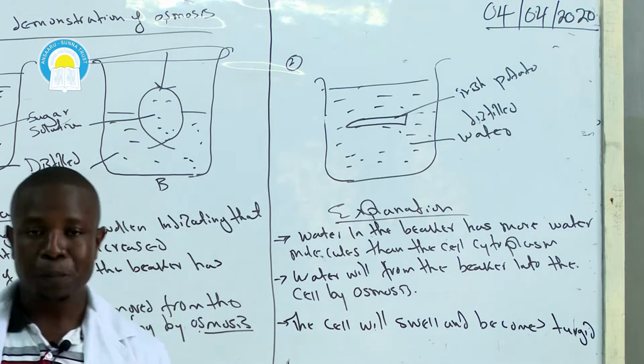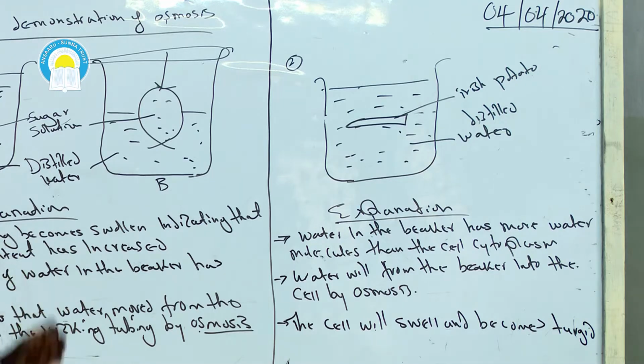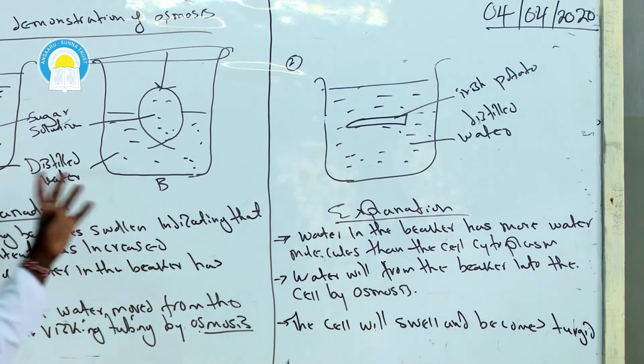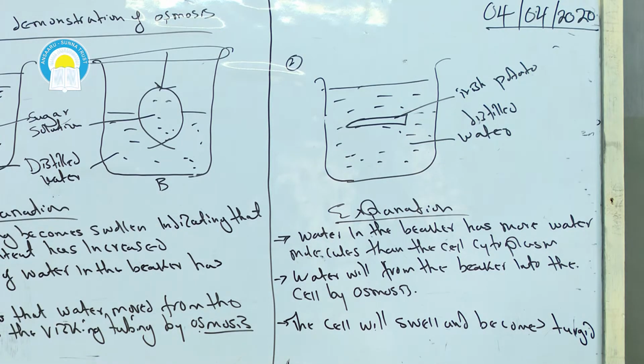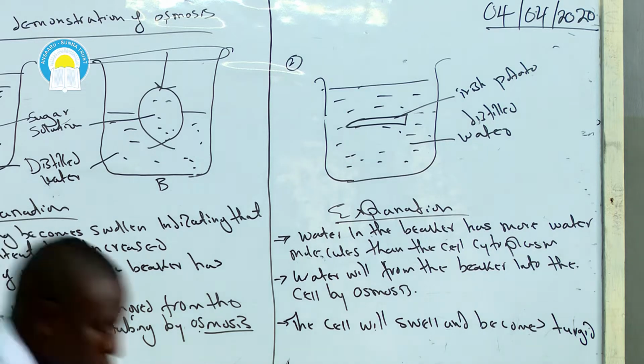That's the two practical demonstrations of what? Osmosis. We can either use a whisking tubing or what? An Irish potato to demonstrate what? The osmosis. So another explanation, we continue the explanation.